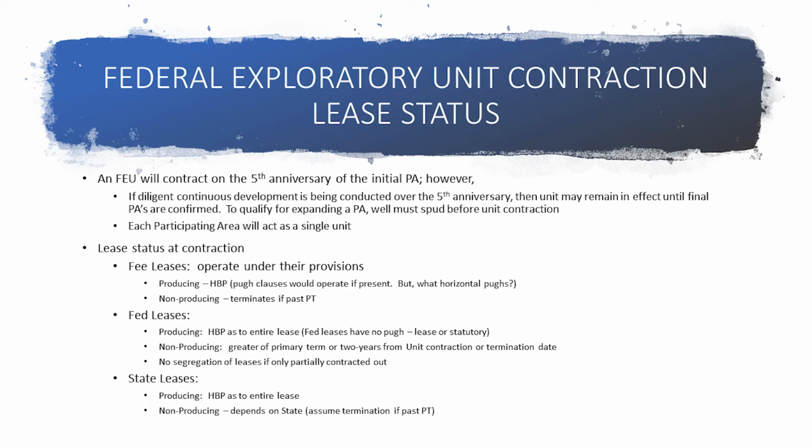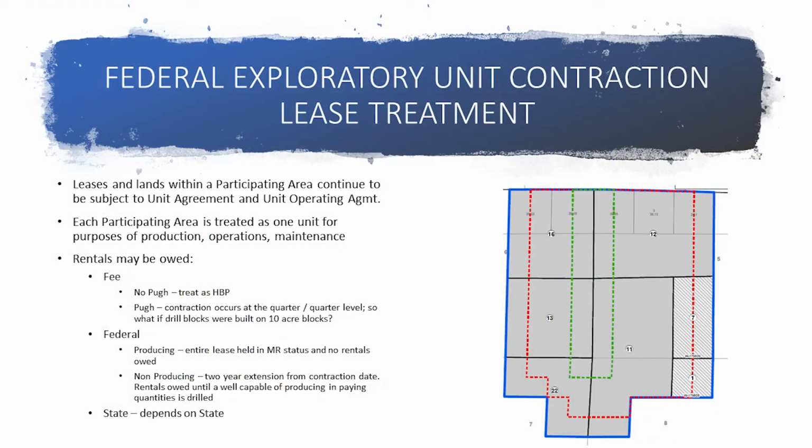Typically, in my mind, that would be a situation where part of the lease is producing, and so it's held for as long as the lease produces. And state leases producing HBP, non-producing, it depends on the state. Some states like Wyoming actually give you a 2-year kicker once the unit has been terminated and that date's been established. So be cautious with state leases in whatever states you may be working in when it comes to federal units.